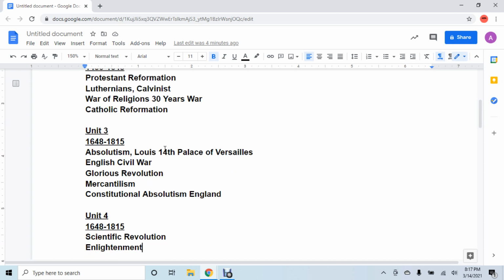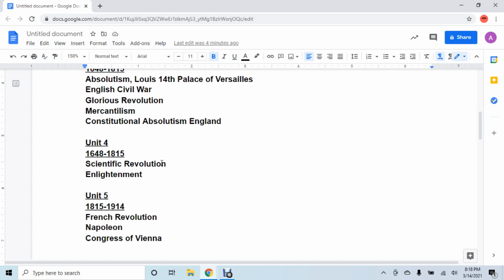Here for Unit 3, you're going to want to go from 1648 to 1815. This is the age of absolutism. You have Louis XIV, the Palace of Versailles. You have the English Civil War. You have the Glorious Revolution, which leads to Parliament controlling more power in England. You have Mercantilism, which is also kind of a byproduct of the Age of Exploration. Mercantilism is the economic system before capitalism takes over with Adam Smith. You have constitutional absolutism in England. This is the creation of what you think would be modern day governments going forward.